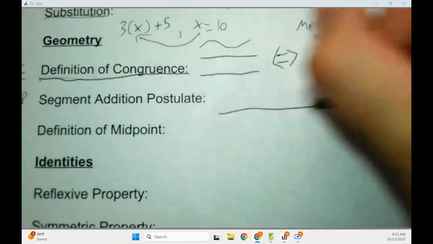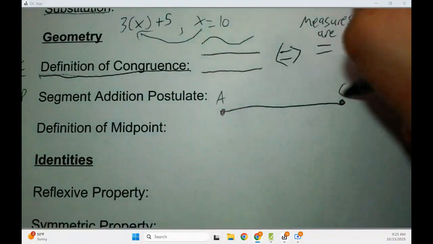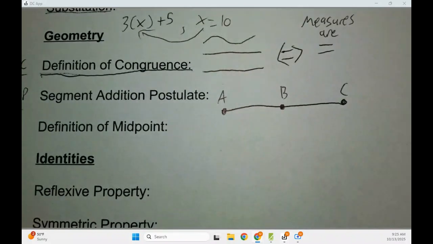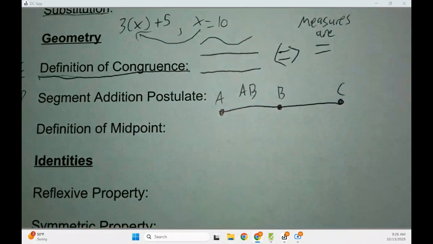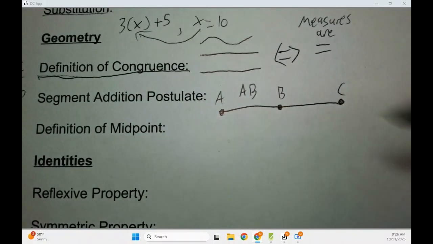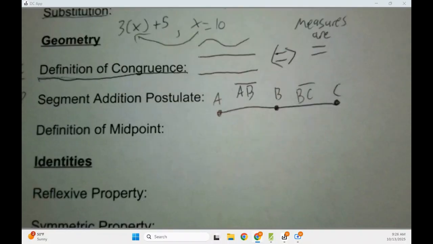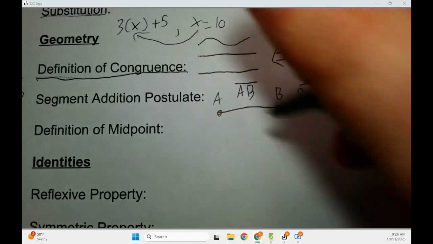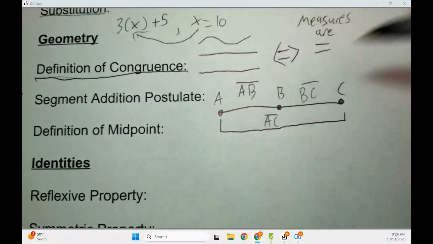Exactly. Think of it like this. I have a segment here, because it's talking about segments, right? I have a segment here from A to C. And somewhere in the middle is another point. Let's just call that B. Cool? Well, from A to B, we can just call that segment AB. And then same thing here, we can call this segment right there B to C. That means the whole segment, we would call that A to C.